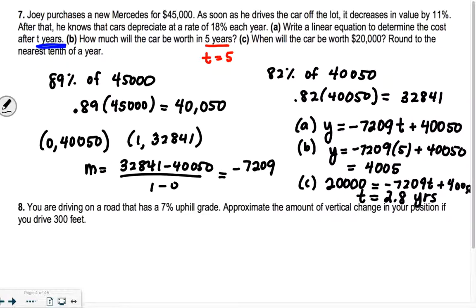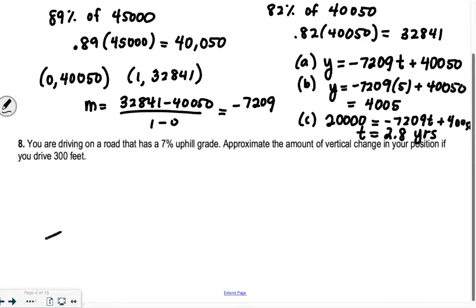All right, so you're driving on a road that has a 7% uphill grade. Approximate the amount of vertical change in your position if you drive 300 feet. Okay, so all that's happening here is we have a hill. We're going 7% uphill. And we want to find the amount of vertical change if we drive 300 feet. Now, where are we driving? Are we driving horizontally 300 feet? Vertically 300 feet? I should have probably specified. Let's say we're driving along that hill 300 feet.